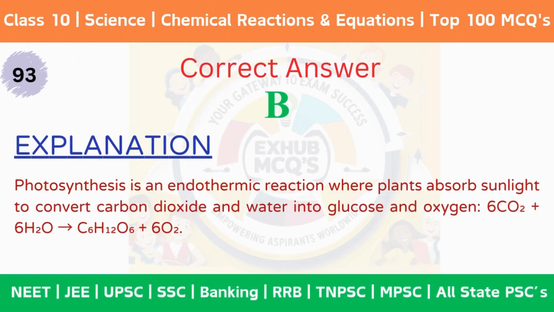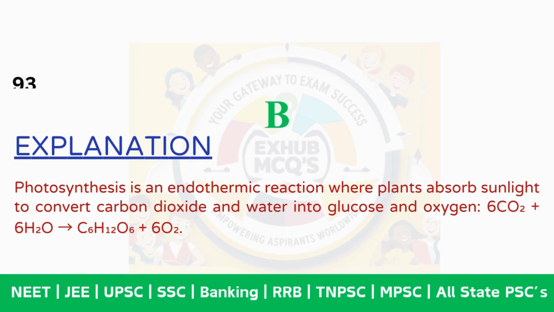The correct answer is option B, endothermic reaction. Explanation. Photosynthesis is an endothermic reaction where plants absorb sunlight to convert carbon dioxide and water into glucose and oxygen. Energy is stored in chemical bonds during this process.